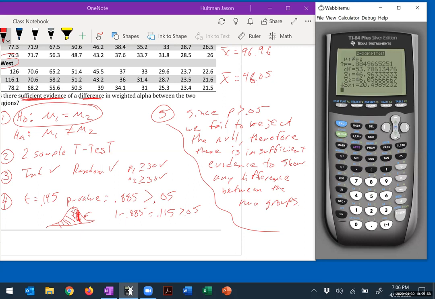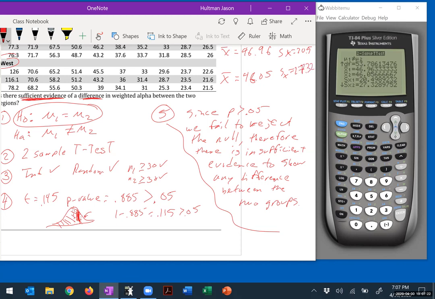The standard deviation for the first group was 20.5, and S of x for the second group was 27. So yeah, these groups are almost identical.